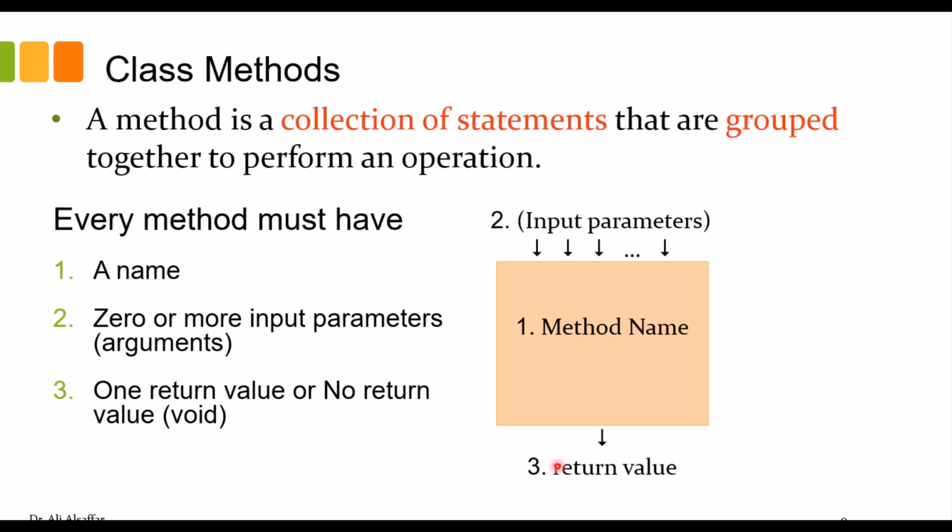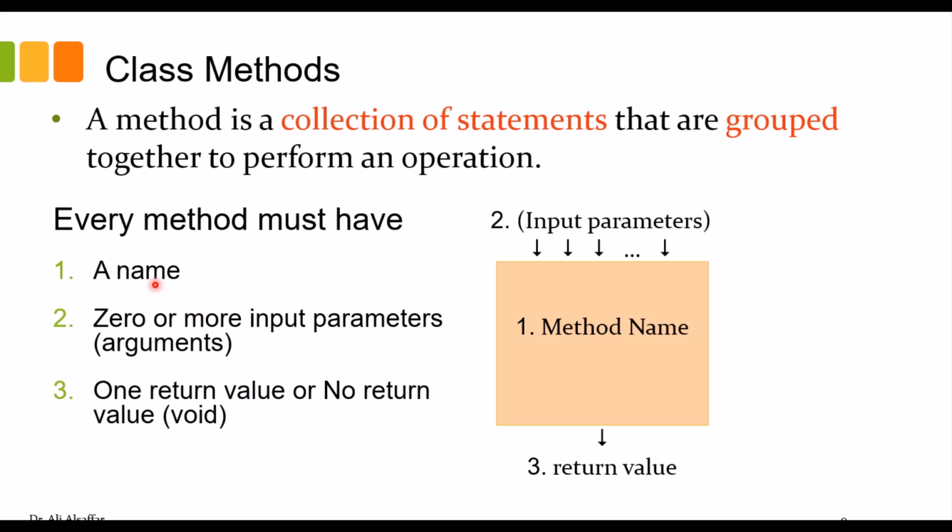Also, the method could return one value or return no value. So at most it can return one value, or it returns no value at all, which is called void. If the job of this method is just printing, we don't expect any answer from this method. It will just print and we leave. But suppose now this method is computing the area. We don't want only to tell it to compute the area. We need the answer. So this method should give me the answer. So we need a return value from this method.